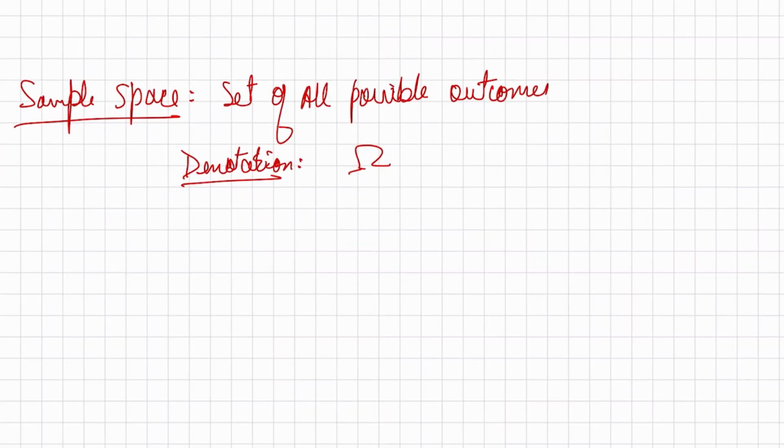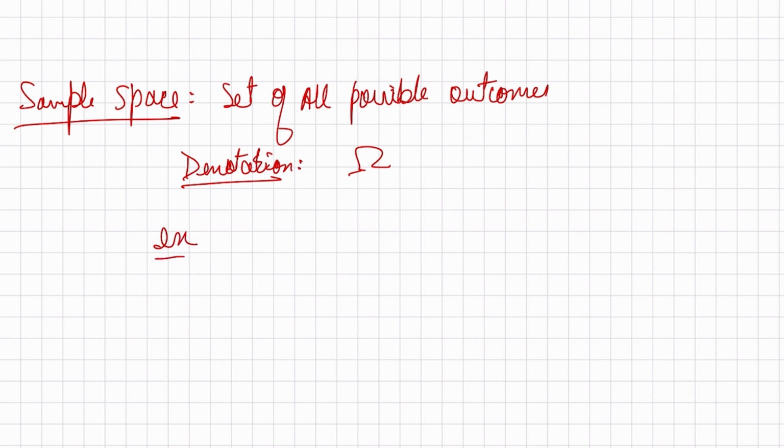Okay, so let's say if you toss a coin, there can be two outcomes, heads or tails. And for two coin tosses, I'm going to talk about that shortly. So it's basically a set of all possible outcomes. It's denoted by a symbol called omega. And let's talk about some examples.